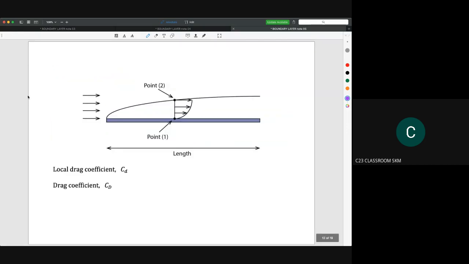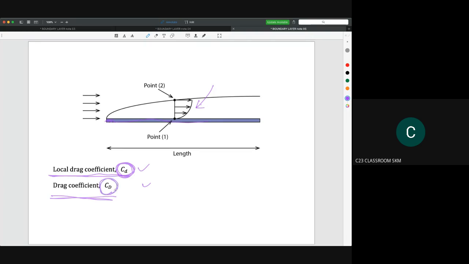If you have a plate like this, this is the velocity profile, and we have two types of drag coefficient. One is called the local drag coefficient, and the symbol is C with a small d. The other is the total drag coefficient, which is written as C with a capital D, like this.